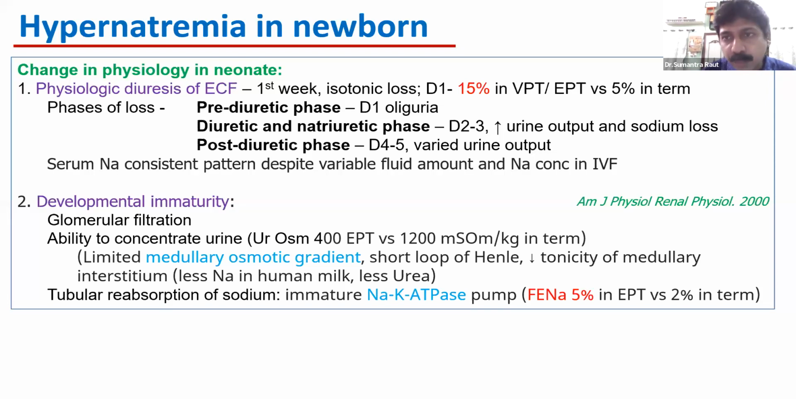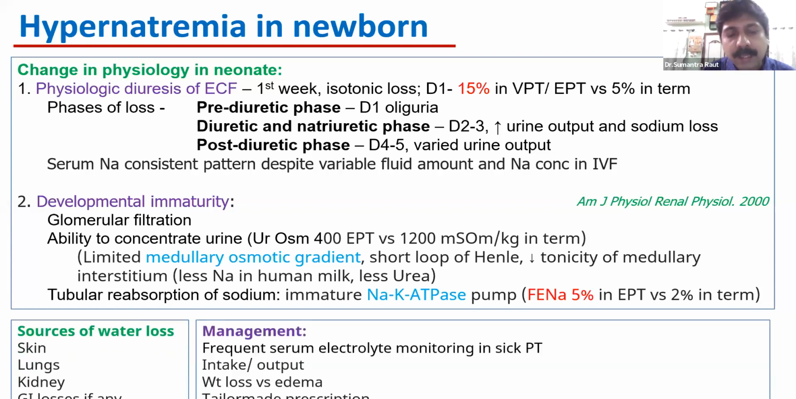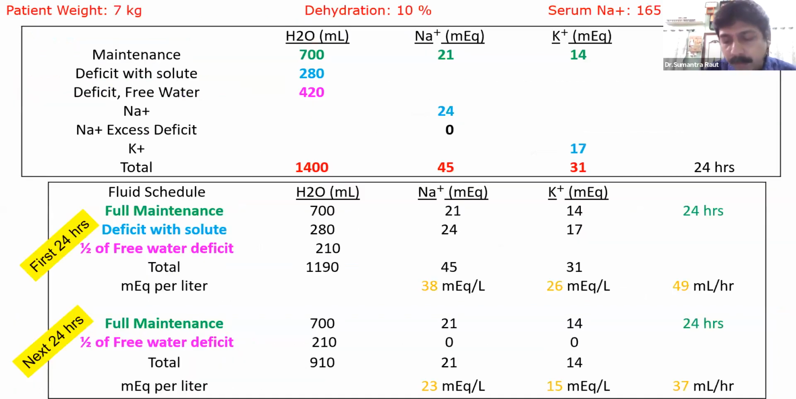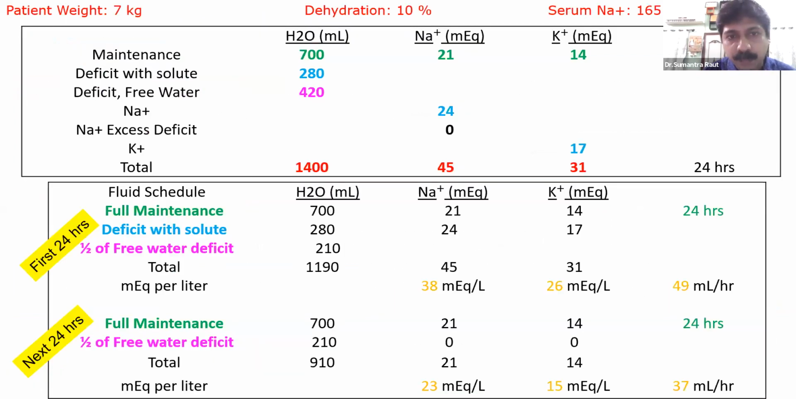And obviously the immaturity of the kidney, because their countercurrent mechanism in the medullary osmolality is not working well, so that they cannot preserve their sodium and water well, and their extra losses cause this hypernatremia. So for those children, particularly vulnerable children, we need to have serial monitoring of serum sodium, strict daily intake, output, and their weight gain if it is possible.